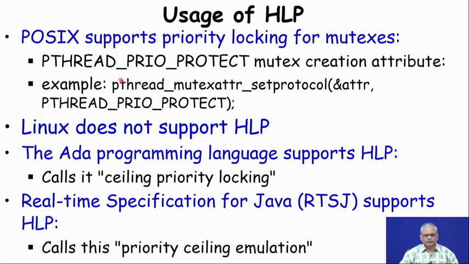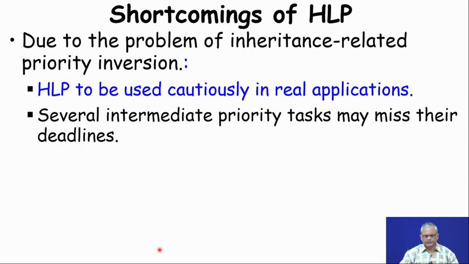The highest locker protocol is used in many operating systems. For example, in the POSIX standard we have the priority locking mutex, where we set the protocol to PTHREAD_PRIO_PROTECT. The prio protect is basically the highest locker protocol, so it is supported by POSIX. Linux does not support the highest locker protocol, but the Ada programming language supports it. Even the real time specification for Java supports the highest locker protocol, though it calls it priority ceiling emulation.